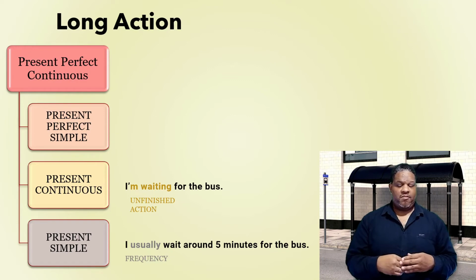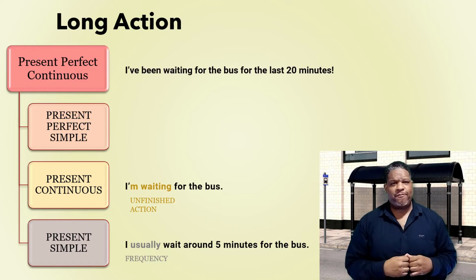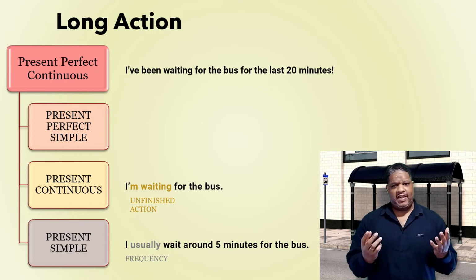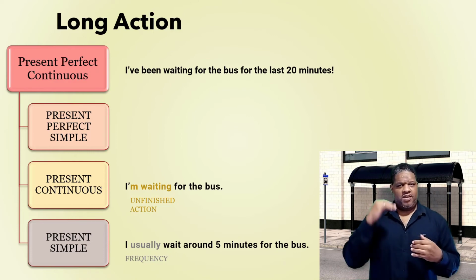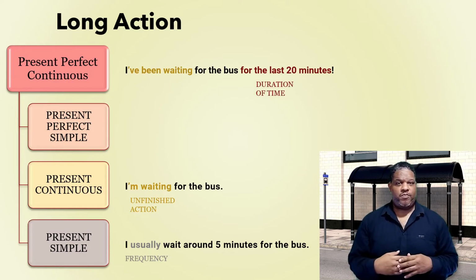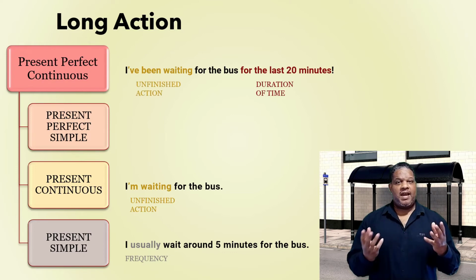Now, I've been waiting for the bus for 20 minutes and it's still not here. So you notice I skipped a level. I skipped straight to the perfect continuous because I just expressed the duration, but I'm still waiting for the bus.